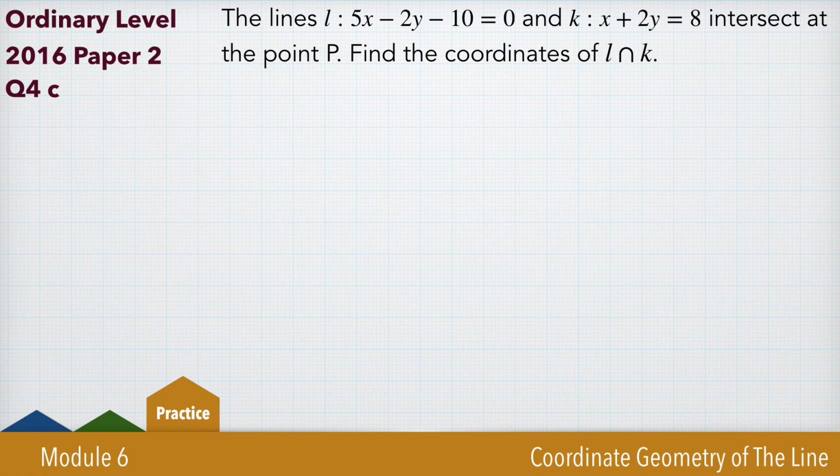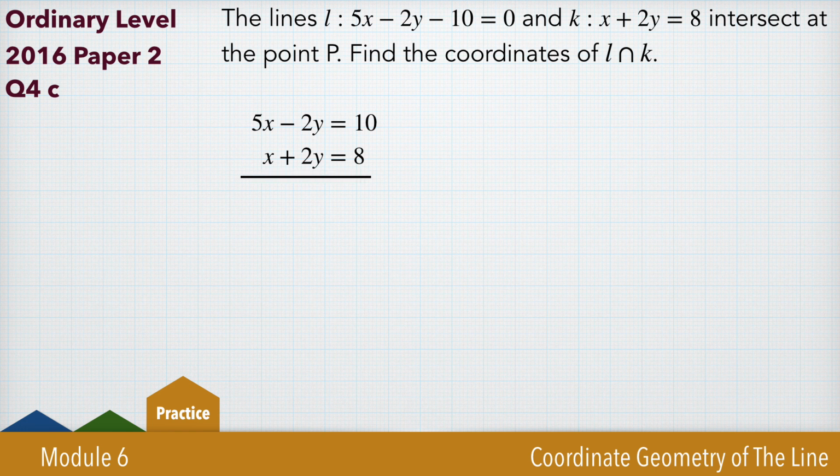In this question, we are told that the lines L and K intersect at the point P, and we are asked to find the coordinates of that point. As they are both linear equations, we will use the method of elimination. We start by writing the equations over each other. The y terms are equivalent, so we will eliminate the y variable.